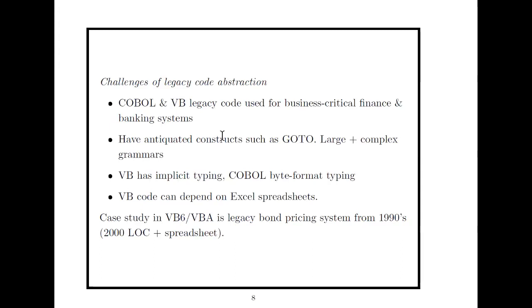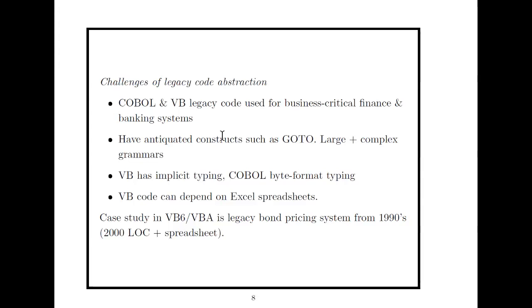So the main challenges of legacy code abstraction in general: we know that COBOL and VB legacy code is used for business-critical finance and banking systems. They have antiquated constructs such as GO TO, and are large and complex. Visual Basic also has implicit typing, while COBOL has byte format typing. And we know that VB code can depend on Excel sheets. For example, our case study, as we said, has been used since the 1990s.